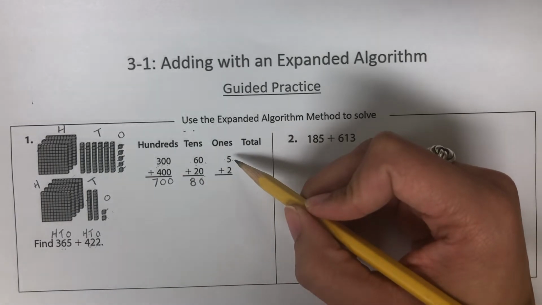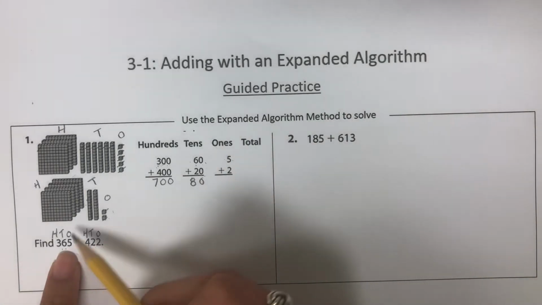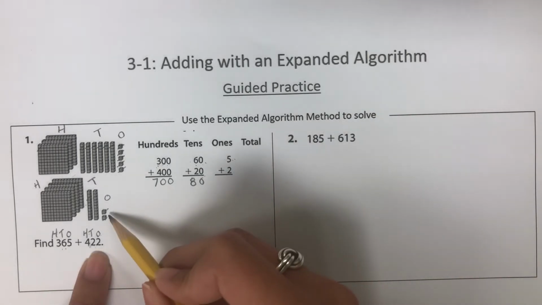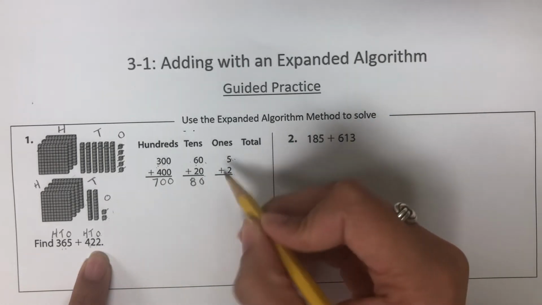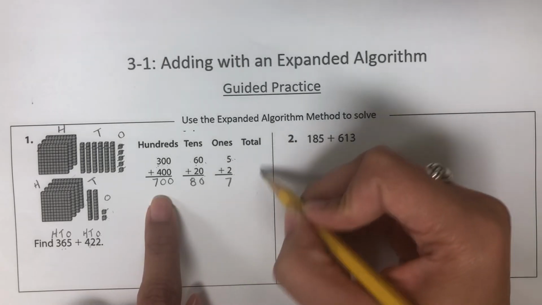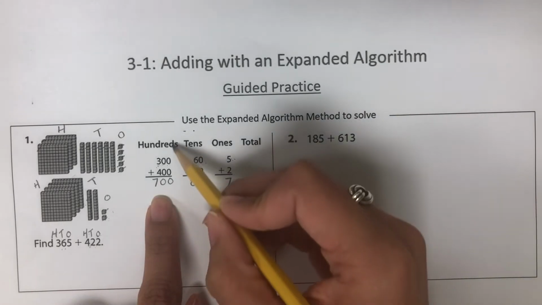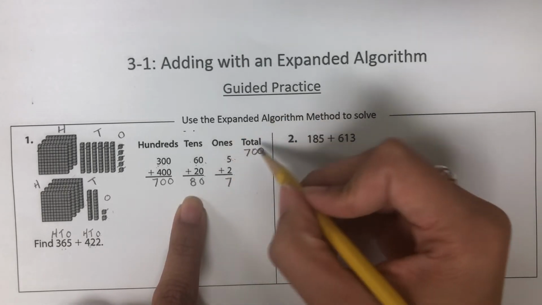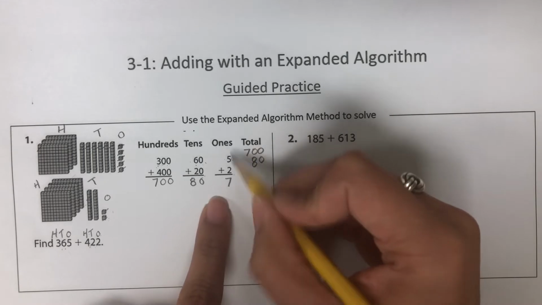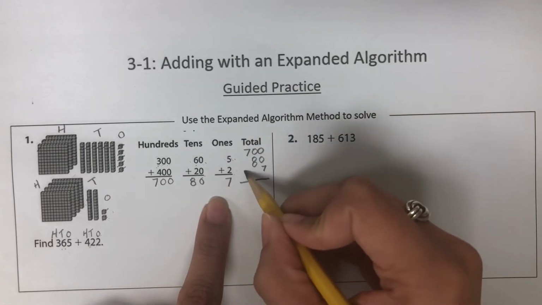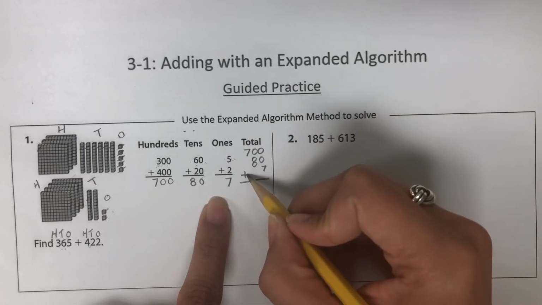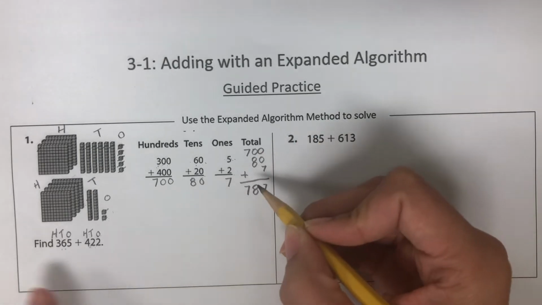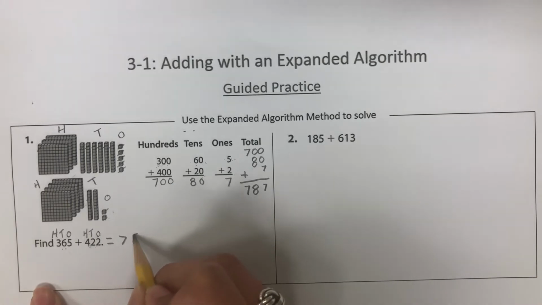Off to my ones. In my first number, I have a 5 in the ones place for 5 ones. In my second number, I have a 2 in the ones place for 2 ones, and 5 plus 2 is 7. For my total, I'm going to take each one of these values, the value of the hundreds, 700, the value of all the tens, 80, and the value of the ones, 7, and I'm going to add them. And I get 787. So that is my answer, 787.